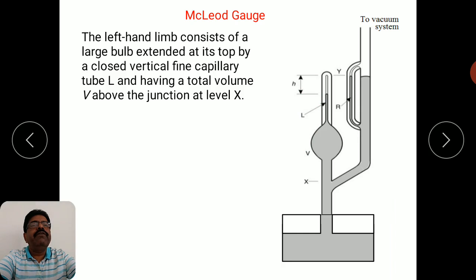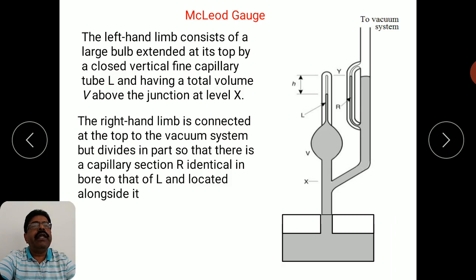So a vertical fine capillary tube L. Let us represent this capillary tube by L, and it has a total volume V above the junction X level. So from this junction, the total volume of this left limb is V. So we have a capillary L attached to this particular bulb.